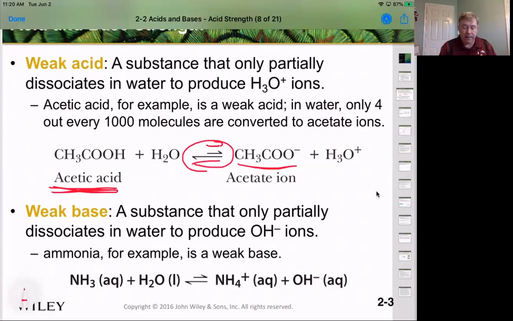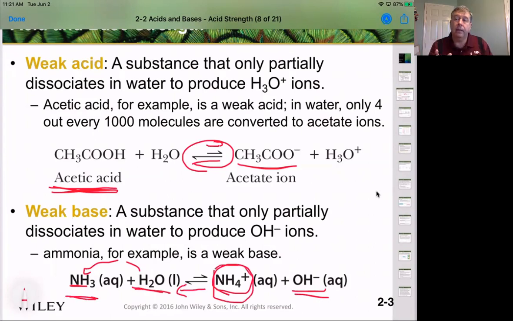One good example of that is ammonia. Ammonia here can accept protons. So water is actually the acid in this situation and donates a proton to this to create the base. When it does so, it creates the hydroxide ion. And again, the equilibrium is shifted toward ammonia dissolved in water, with only a little bit of it being the ammonium cation and the hydroxide anion.